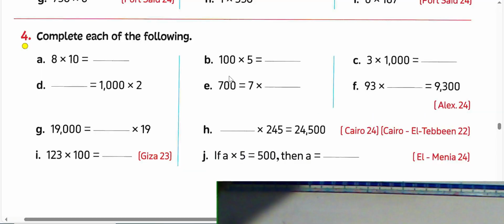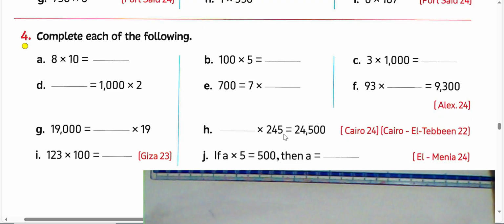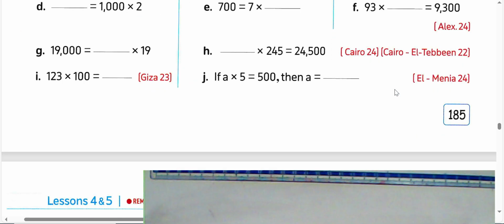Next question. 100 times 5 equals 500. 700 equals 7 times 100. 100 times 245 equals 24,500. We can divide it into numbers, then we must write 100 here. 100 times 5 equals 500. Then the value of A equals 500 divided by 5. 3 times 1000 equals 3000. 93 times what equals 9300? It will be 93 multiplied by 100.